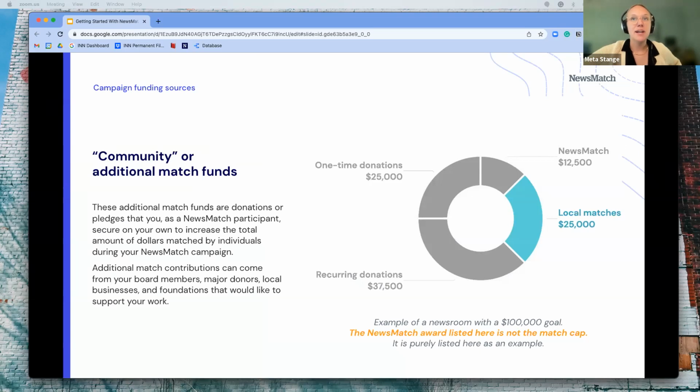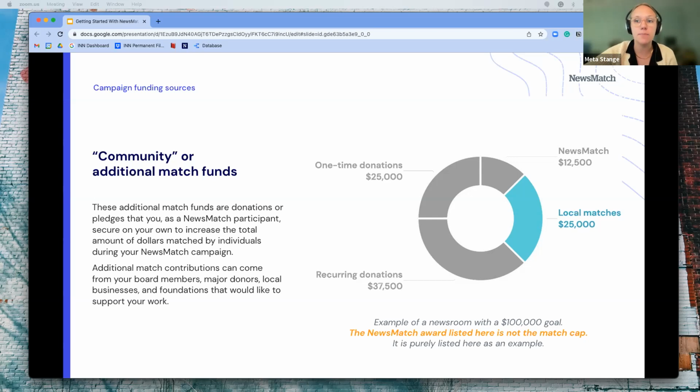All right. So then beyond that initial national match and partner funds, the second batch of matches that you'll be working on are community matches, which we also call local matches or additional match funds. You'll hear those three terms used interchangeably. Those are the matches that you can go out and secure on your own. So we furnish the national match cap, but you might go out and secure $10,000 or more in community match funds. In 2021, we had organizations raising $50,000 and more in additional matches to support their year-end campaigns.